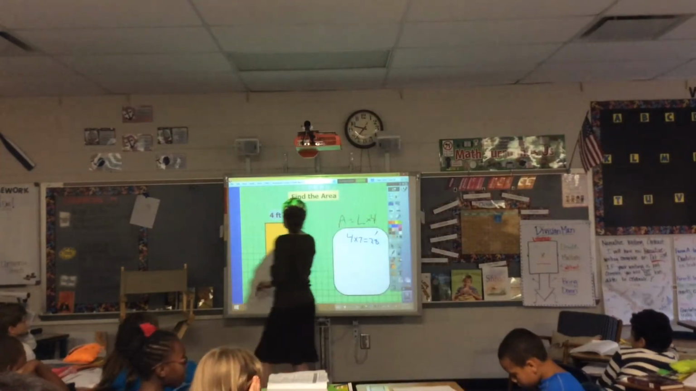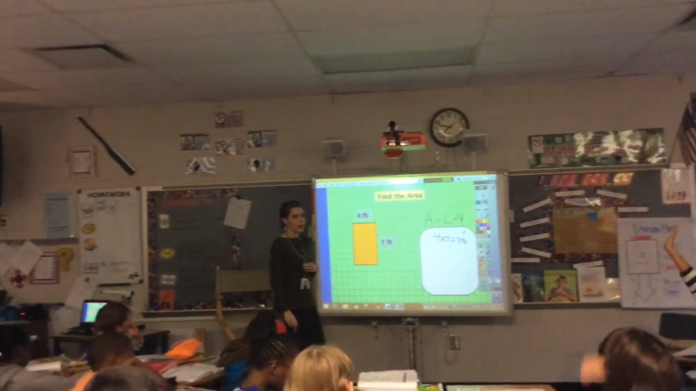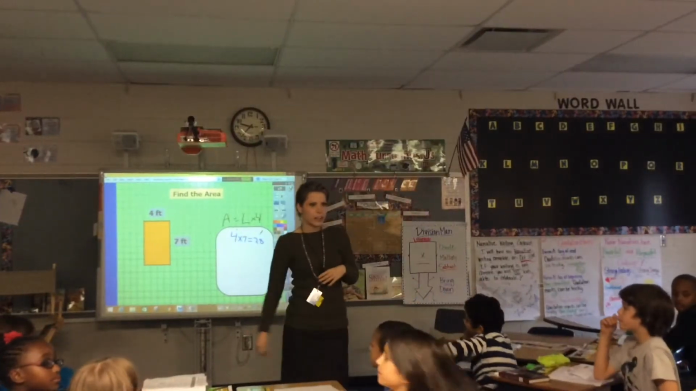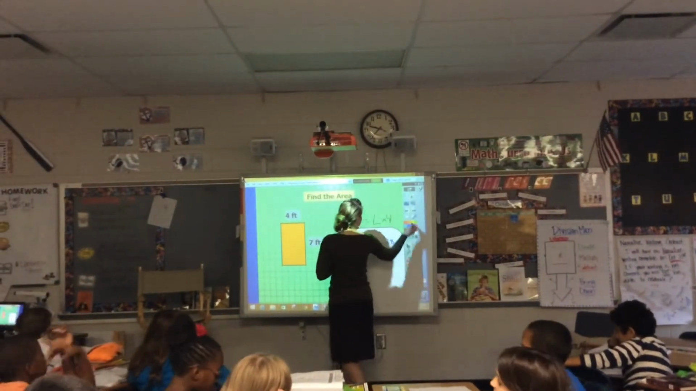So if we were to draw lines in this square, how many squares would we have on the inside? Kendra, how many? You would have 28. 28 squares. Fantastic. Okay, next one.